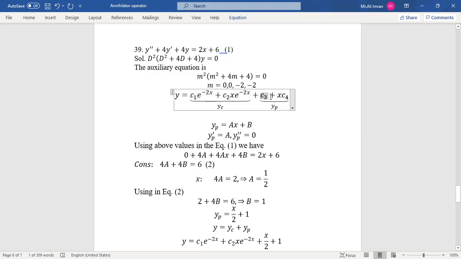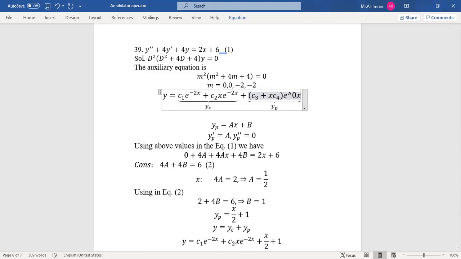And this solution appears due to m equal to 0, 0: c3 plus x into e power 0x, c4. E power 0 is 1. We have not written it here. So this solution occurs due to the non-homogeneous part. So e power 0 is 1, so yp may be written as ax plus b.